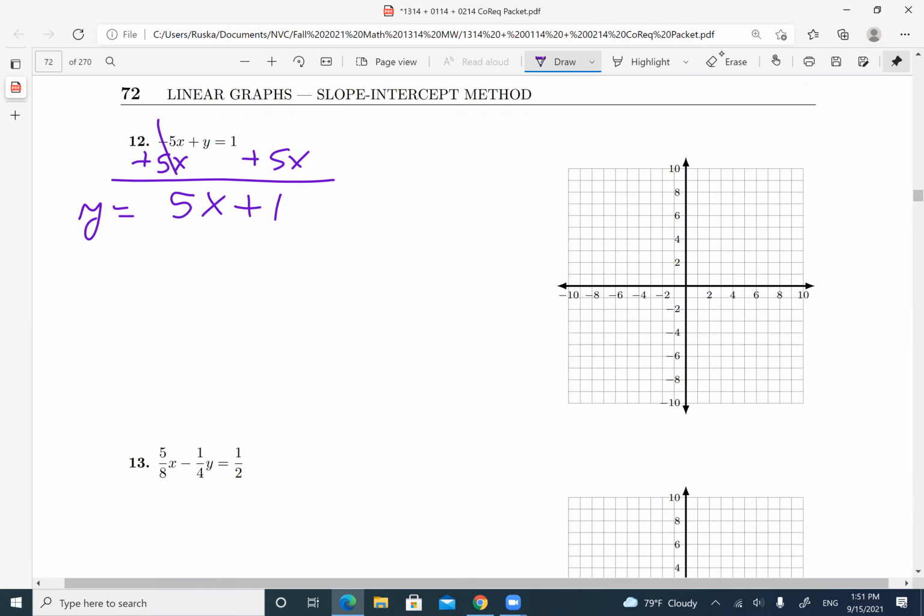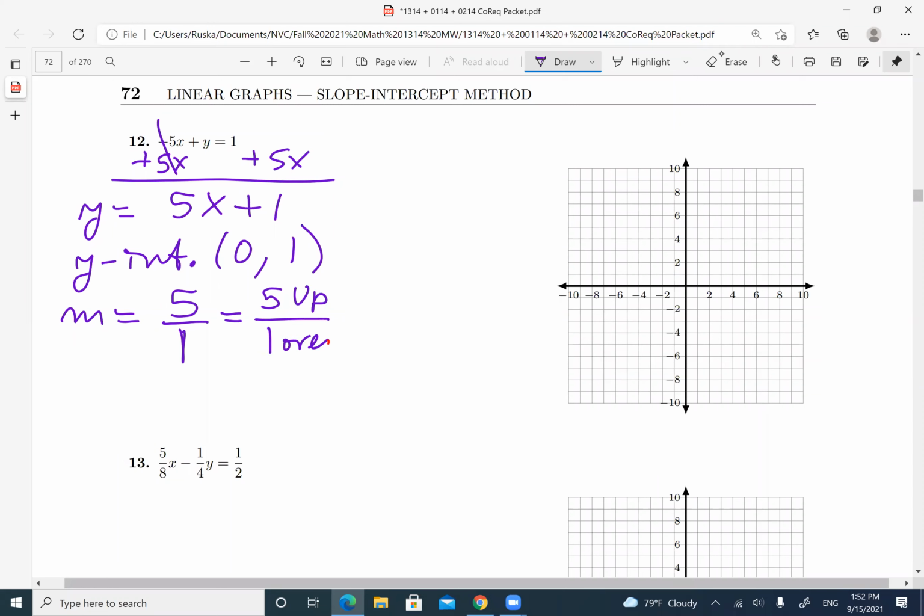So this is the equation in slope-intercept form because it has y by itself. We're gonna find the y-intercept first. What is it? 0 and 1. Good job. And then the slope is gonna be 5, right? Because I'm gonna graph, I'm gonna make it a fraction, 5 over 1. So I'm gonna do 5 steps up and 1 to the right. From the y-intercept, that's where I'm gonna go first, 1.